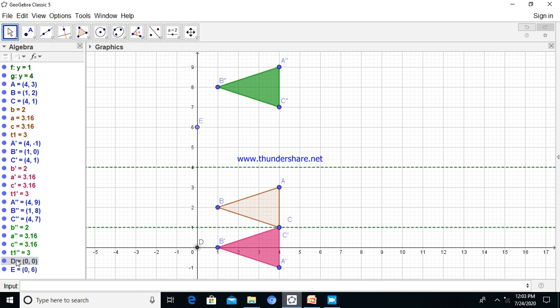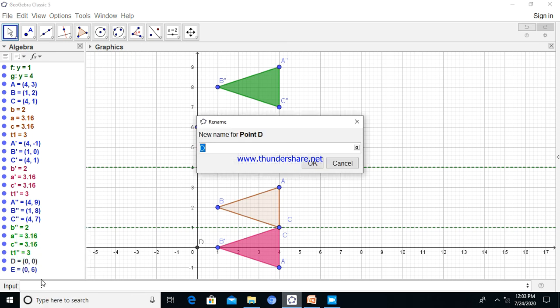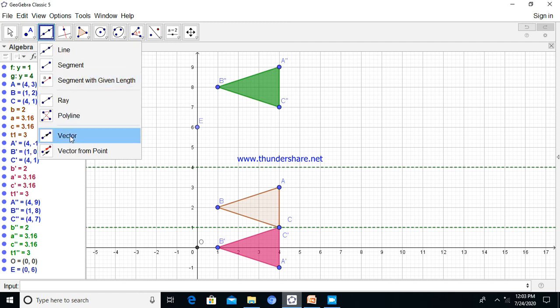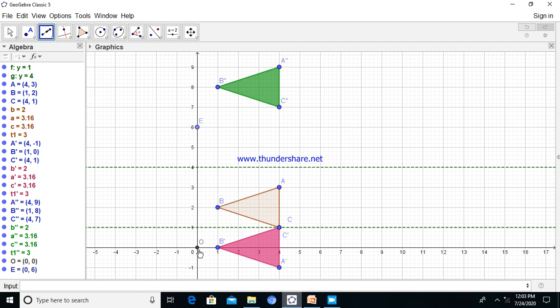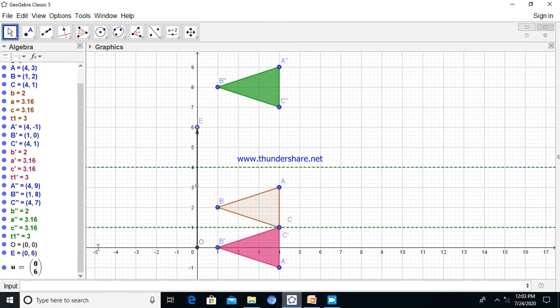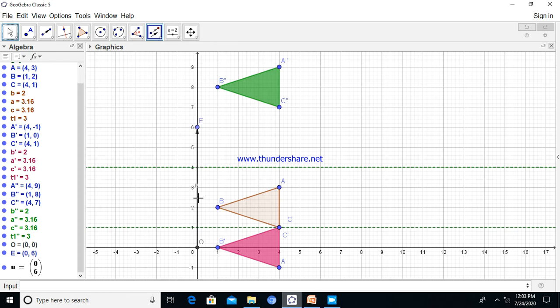Okay, origin. The name of origin normally is O, so let me rename this. Now here I'll choose one vector whose value is (0, 6). 0 is the x component, so you can see here on the left side of this screen (0, 6). This (0, 6) is a vector. Now here I'm going to demonstrate the translation activity here.